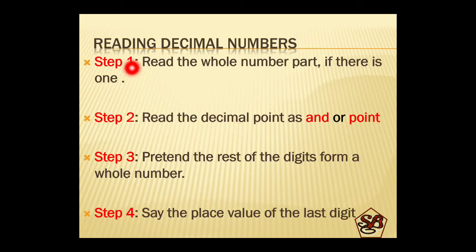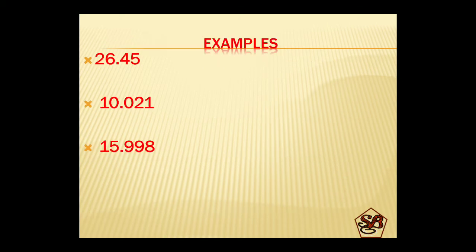Let's now understand how we read the decimal numbers. Step 1. Read the whole number part if there is one. Step 2. Read the decimal point as "and" or "point". Step 3. Pretend the rest of the digits form a whole number. Step 4. Say the place value of the last digit. Here are some examples which will make it more clear.